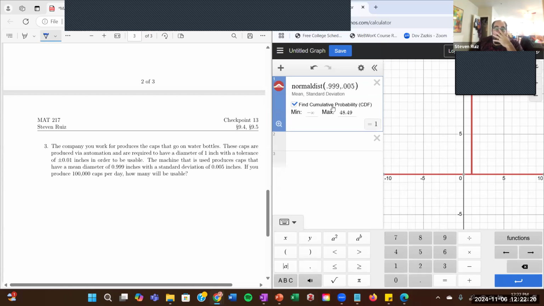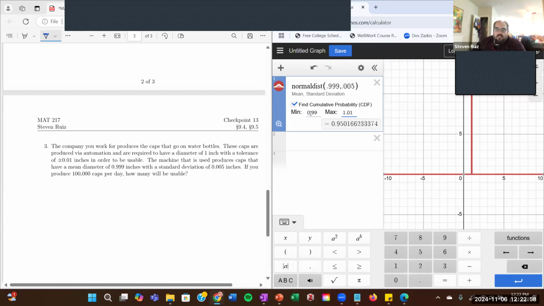Now that we've plugged that in, what do we have to do with it? So these caps are produced, okay. They're required to have a diameter of 1 inch with a tolerance of 0.01 inches. So I am looking basically for the probability that I will be between 1 minus 0.01 and 1 plus 0.01. So 0.99 and 1.01.